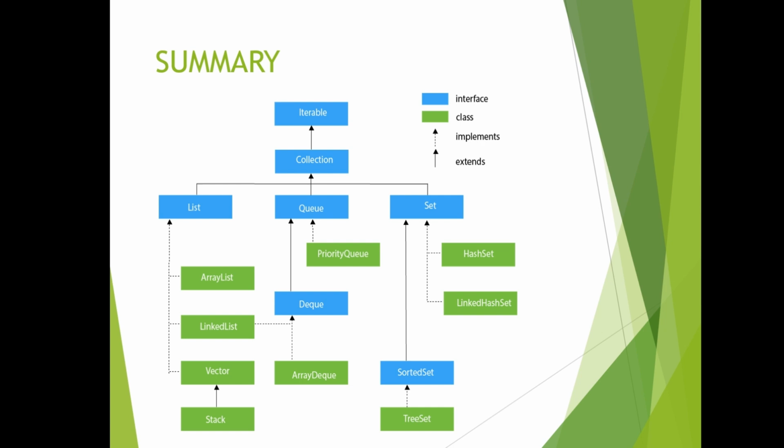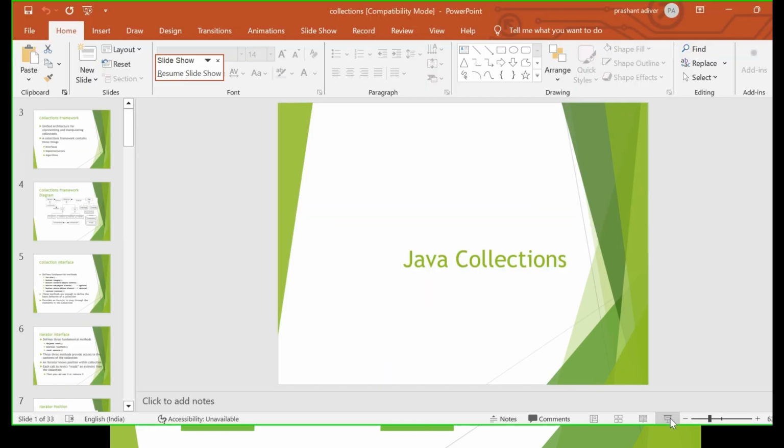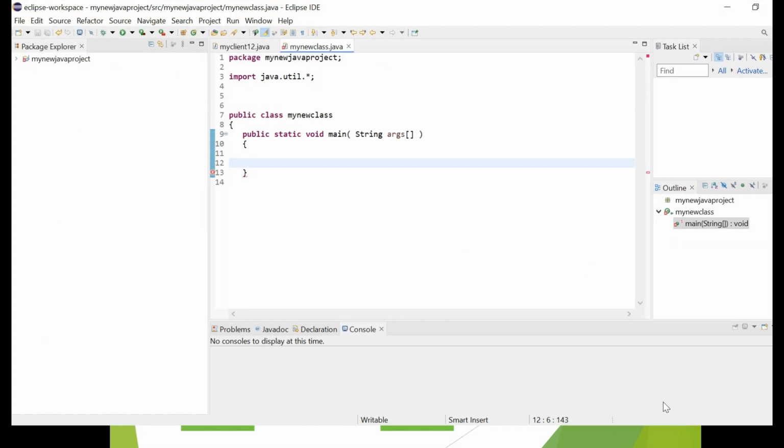So TreeSet is always sorted. So let us try to understand further by practically implementing it. Okay, so I'm in the Eclipse window.